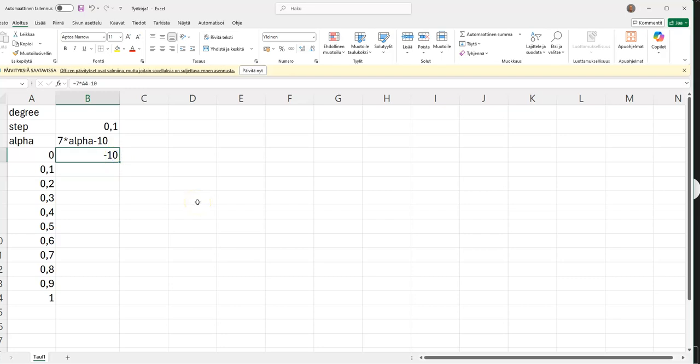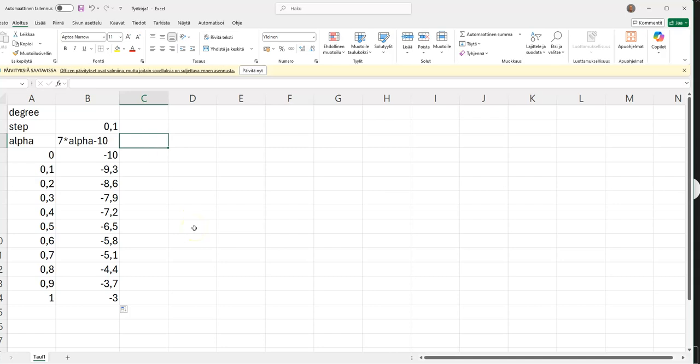this kind of number. Of course we can easily check this. If we multiply 7 by 0, 7 times 0 equals 0, and if we subtract 10 we get the value of minus 10. And this I can copy there, and it will make the same calculations for every angle. For example, if alpha is 1 degree, then this formula will calculate 7 times 1 minus 10. So it will be 7 minus 10, and it equals minus 3.